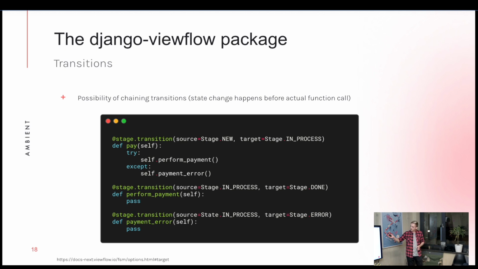This allows me to chain my transitions. So I can say my transition pay includes the perform payment and the payment error transition. In the perform payment, as you can see in my source, I only allow objects that are in state in process, and they will be sent to status done. But should an error happen, the second transition is being called, which will send my object into state error. This transition also only accepts sources in process.